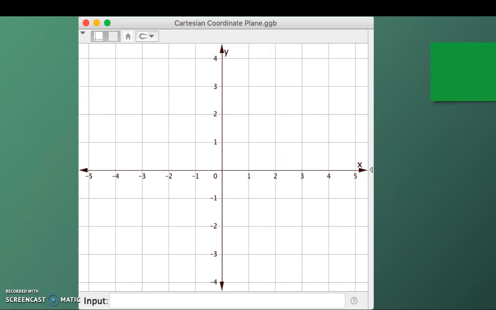The Cartesian coordinate plane is divided into 4 quadrants. In the upper right-hand corner is quadrant 1, (x, y). In the upper left-hand corner is quadrant 2, (negative x, y). In the lower left-hand corner is quadrant 3, (negative x, negative y). In the lower right-hand corner is quadrant 4, (x, negative y).